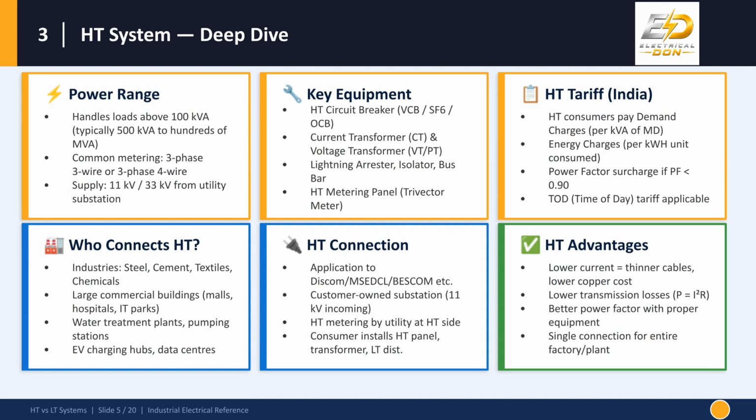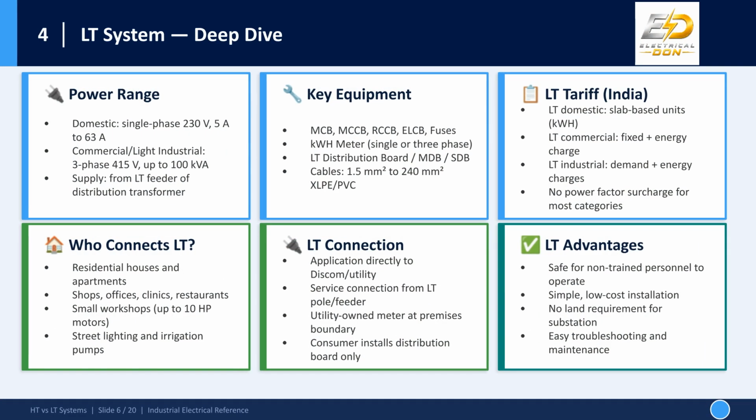Diving into the HT system, it manages loads above 100 kVA. Key equipment includes VCB circuit breakers, current and voltage transformers, and the trivector meter. HT consumers require a customer-owned substation and benefit from lower current and reduced transmission losses. The LT system serves smaller loads up to 100 kVA for domestic and light industrial uses. Protection relies on MCBs, MCCBs, and RCCBs. LT connections are simpler, supplied directly from the distribution transformer's low-tension feeder, often with no power factor surcharge.